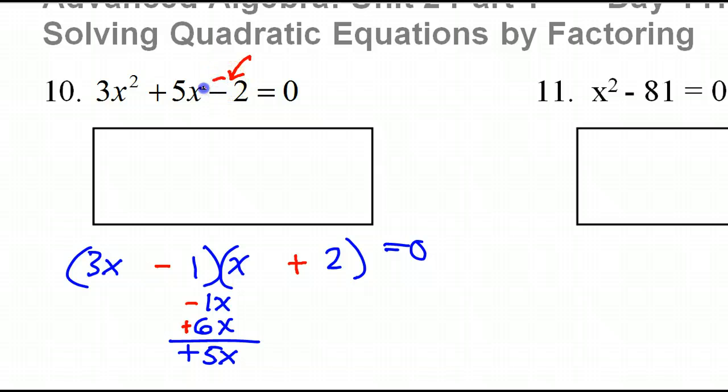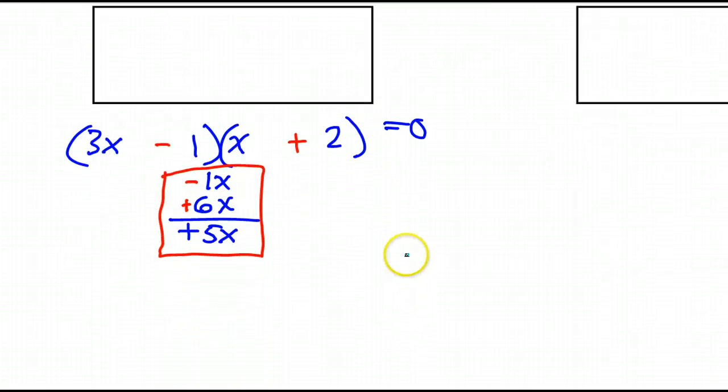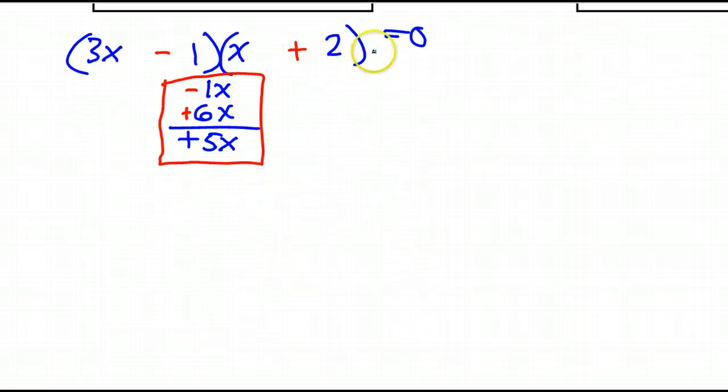Alright, look at the sign. Yeah, negative times a positive is a negative, so this is in fact the correct factorization. I shouldn't say it's the answer because we're not finished yet. Because this is a solved problem, notice it's an equation. We have to go ahead and do the zero product property.